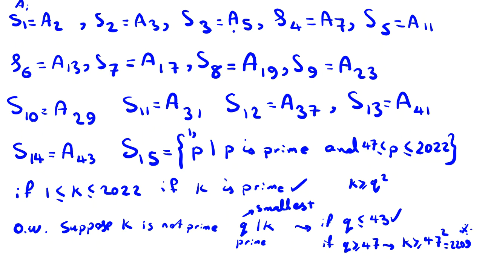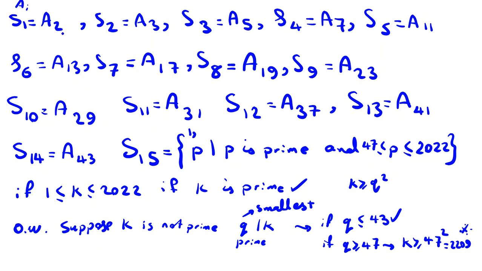Okay, so A2, A3, A4, A5, A7, A11, A13, prime numbers 17, 19, 23, 29, 31, 37, 41, 43. And S15 is {1} and {P}, where P is prime and P is at least 47, all prime numbers only. And okay, so these sets we want to prove work.